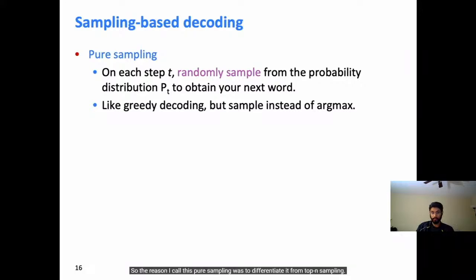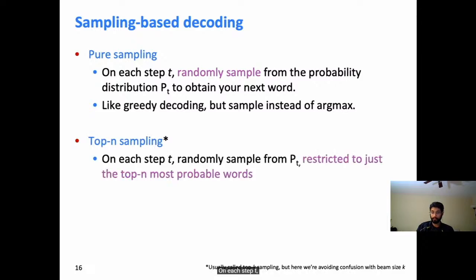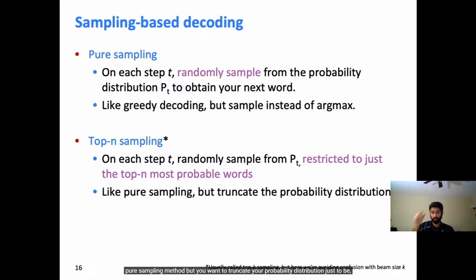The reason I called this pure sampling was to differentiate it from top-n sampling. This is actually usually called top-k sampling, but I already called k the beam size and I didn't want to be confusing, so I'm going to call it top-n sampling for now. The idea here is also pretty simple. On each step T, you randomly sample from your probability distribution, but you restrict to just the top n most probable words. So it's like the pure sampling method, but you truncate your probability distribution to just the most probable words.